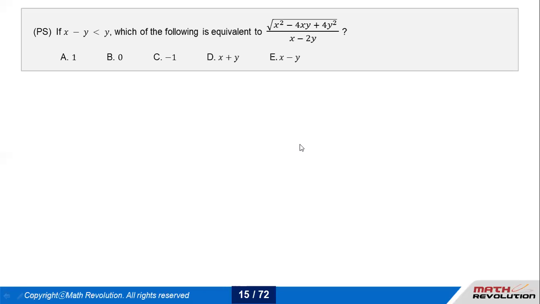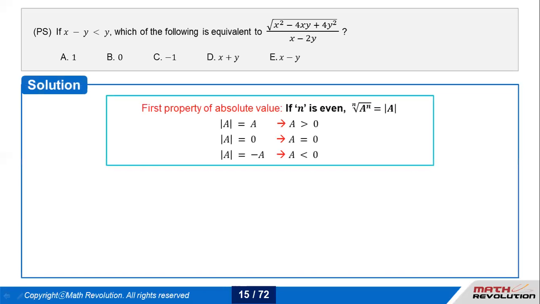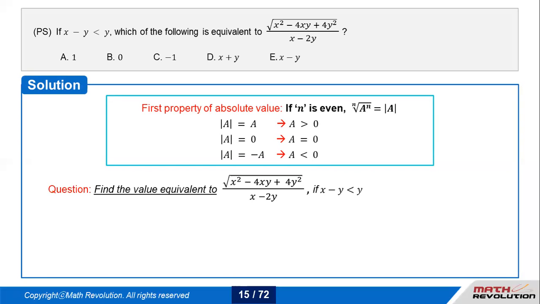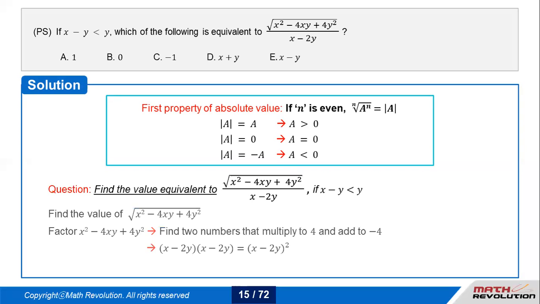Now, if you see here, it's a square, there is a root sign. So we recall our concept: the nth root of a to the power n becomes mod a if n is even. Mod a would be equal to a if a is greater than 0, equal to 0 if a is 0, minus a if a is less than 0. So in this expression written in the square root, which is x squared minus 4xy plus 4y squared, the best way to solve this quadratic expression is to factorize.